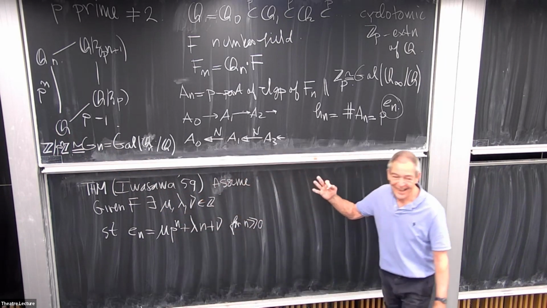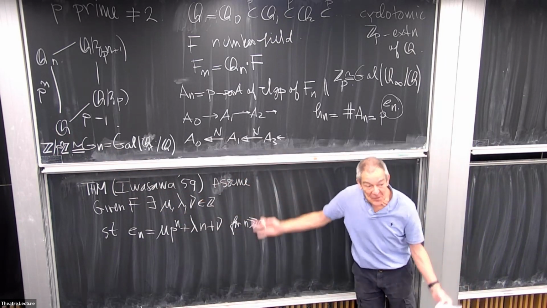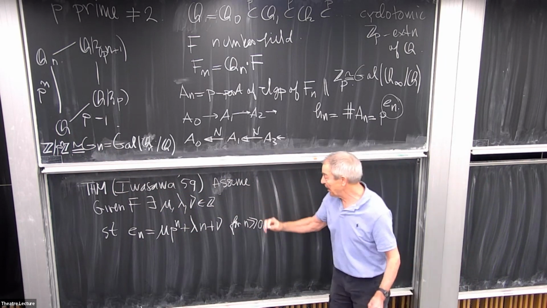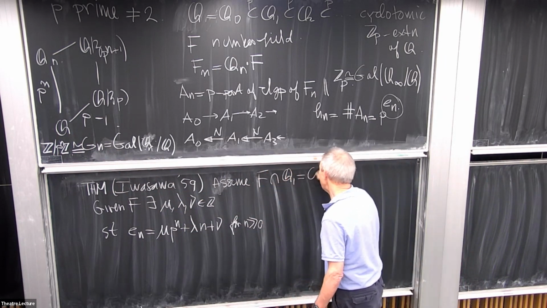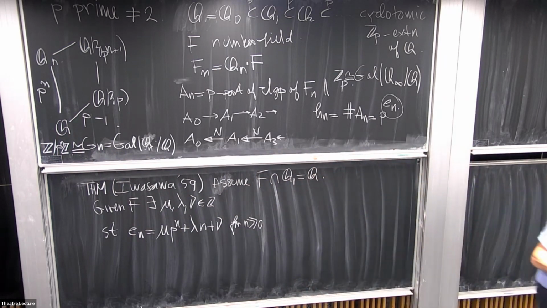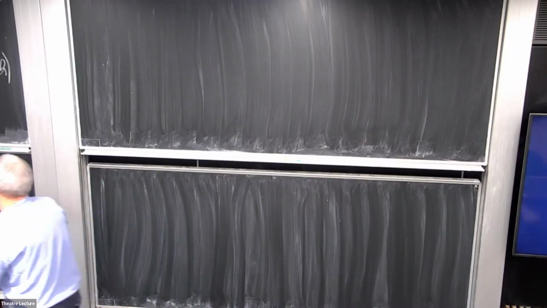But I will not consider that situation. Sorry that I am a little bit sloppy. So I will assume that F intersection Q_1 is Q. That will always be the case. But you're right.